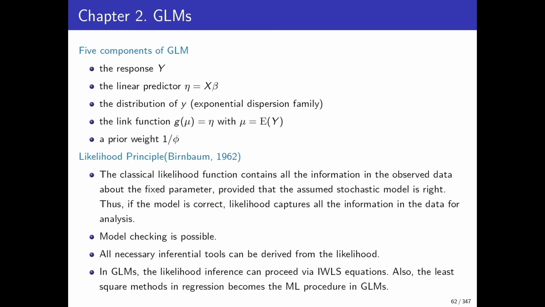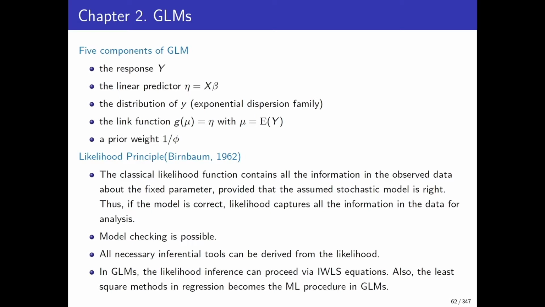The 5 components of GLM are the following: first, the response Y and the linear predictor eta equals X beta. The distribution of Y should be from the exponential dispersion family. Then, the link function g(mu) equals eta, with mu the expectation of Y, and a prior weight 1 per observation.